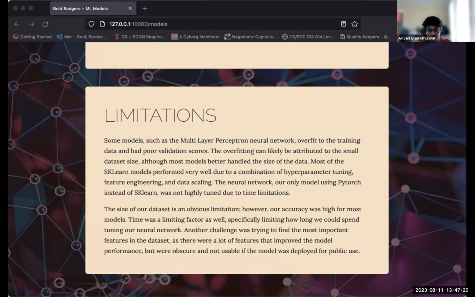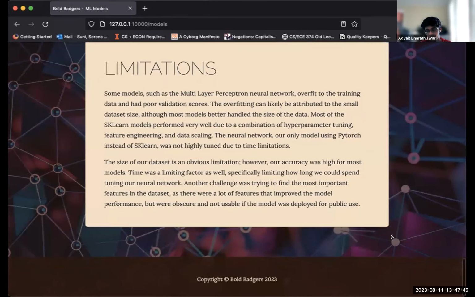The size of our dataset is an obvious limitation. However, our accuracy was high for most of the models, and time was a limiting factor as well, specifically limiting how long we could spend tuning our neural network. Another challenge was trying to find the most important features in the dataset, as there were a lot of features that improved the model's performance, but were obscure and not usable if the model was deployed for public use.